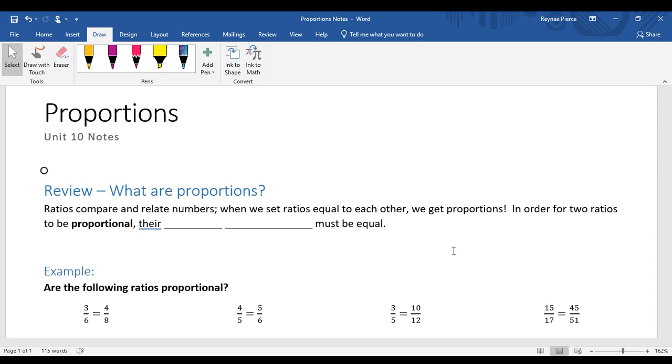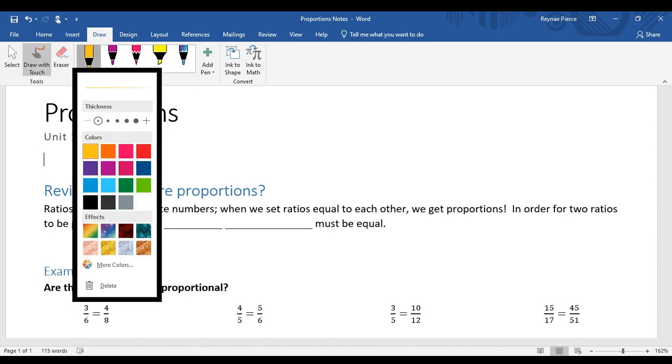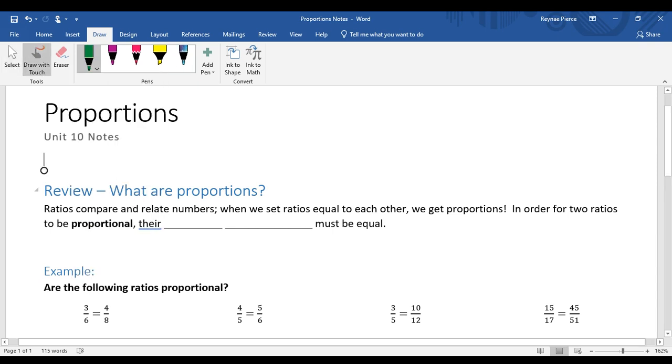Okay, these virtual notes, or the notes for today's virtual day, are on proportions, okay? And we talked about proportions a little bit during that right triangle trig unit, okay? Ratios, it's just comparing numbers, okay? And we've got two ratios set equal to each other. That is called a proportion, okay? And in order for things to be proportional, their cross products must be equal to each other.